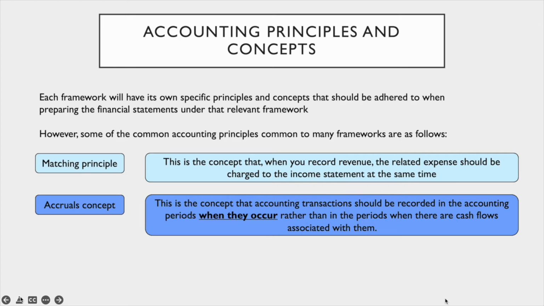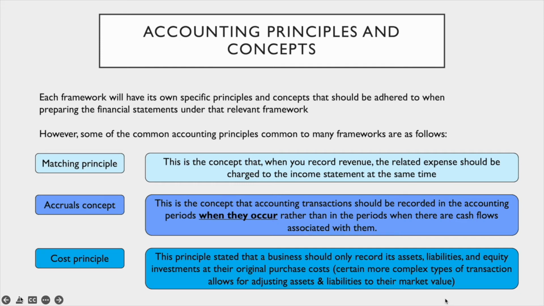The next concept is one that we've covered to date in this course already. That's the accruals concept. And as you should hopefully know by now, this is the concept that accounting transactions should be recorded in the accounting periods when they occur, rather than in the period where the cash flows associated with them occur.